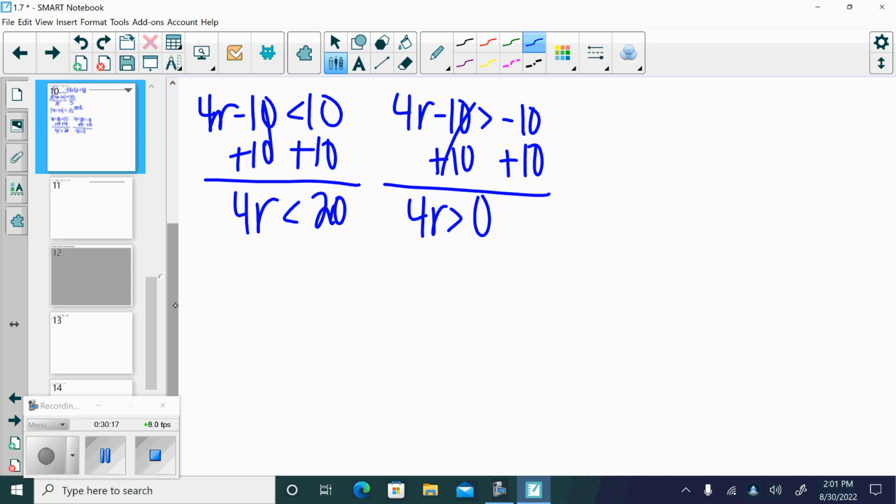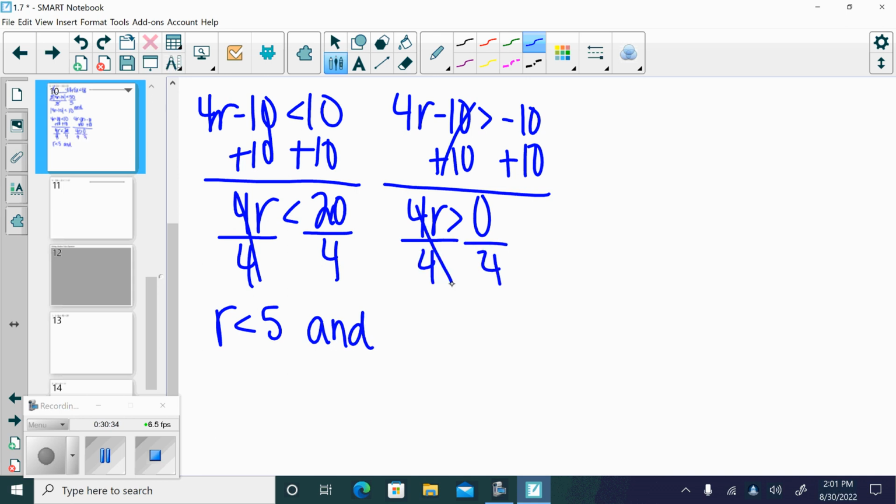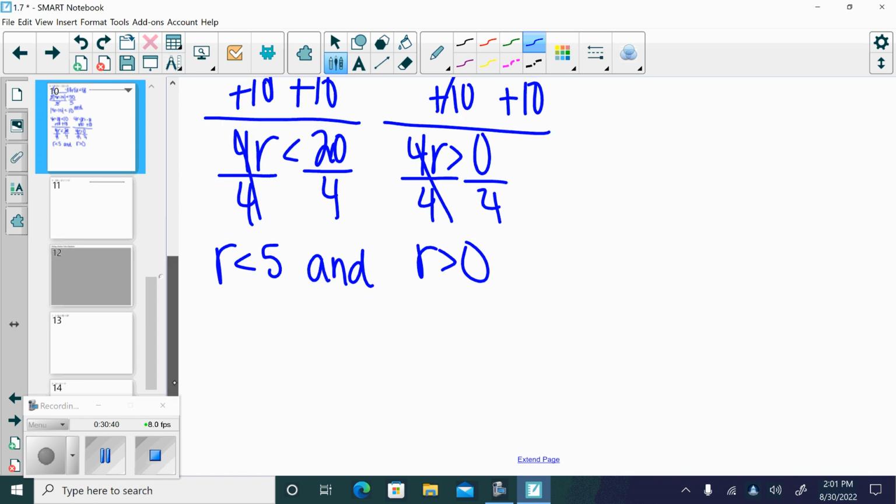All right, and then we're going to divide both sides by 4. So divide. So you get r is less than 5, and 4 is greater than, or I'm sorry, r is greater than 0. R is greater than 0. My apologies. Okay. Now we need to write this in inequality notation.